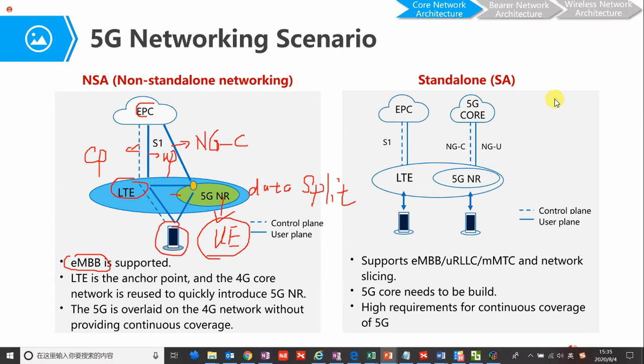Data split and go through and send the user data to the UE, and also the LTE also sends the user data to the UE at the same time. This is also called MSA, multiple stream aggregation. And now why does the EPC also have the user plane?